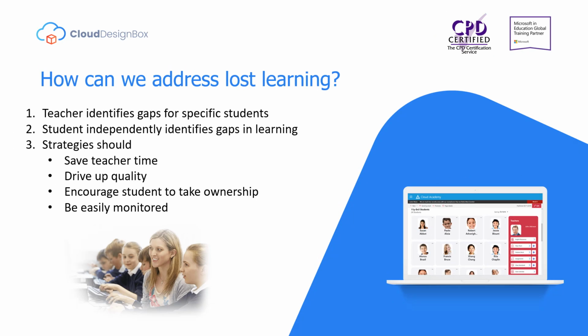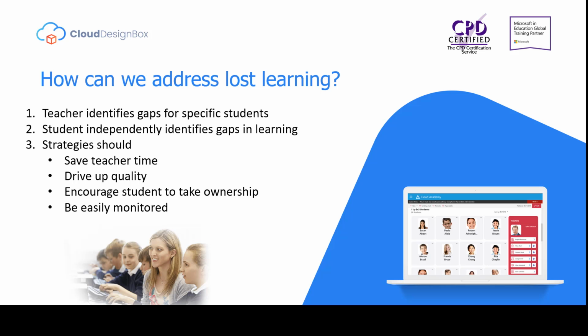So how can we address lost learning? We can look at strategies that help the teacher identify gaps in learning for specific students. More importantly, we should consider strategies that encourage student independence. And this means the student can identify gaps in learning themselves and give them the tools to do something about it. Strategies that we consider should focus on saving teacher time, driving up the quality of resources, encouraging students to take ownership of learning, and be easily monitored.